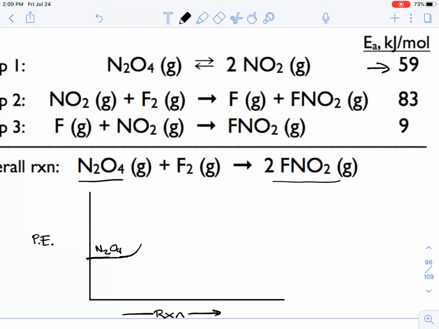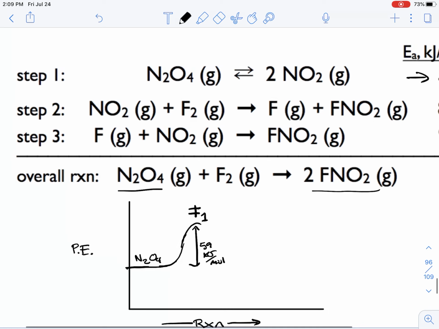And so I'm just going to roughly estimate 59 kilojoules per mole. So I'll go ahead and just put an arrow and say 59 kilojoules per mole. That's my activation energy. And then this is going to describe my first transition state. So my first transition state is reflective of the transition state that's happening in the first elementary step.